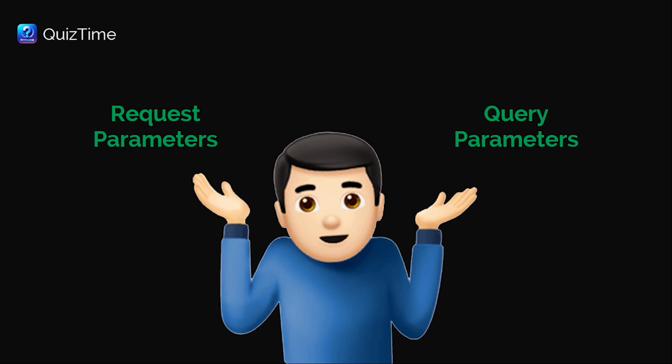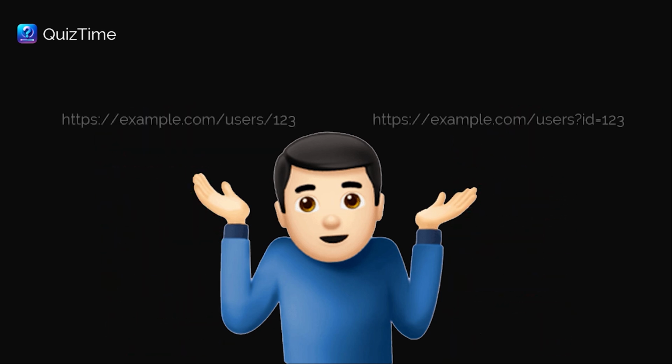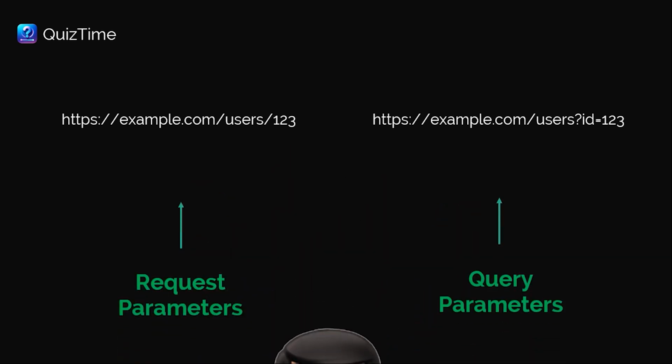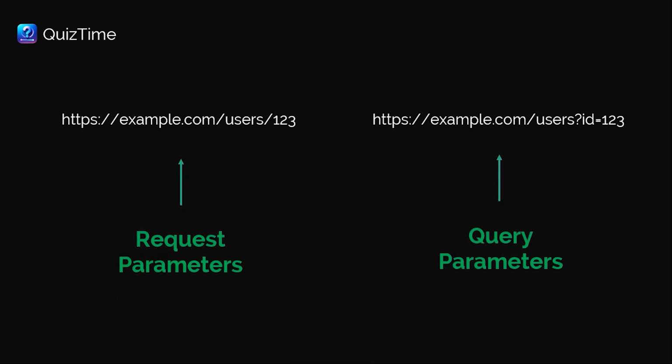Hey everyone, in this video we are going to talk about request parameters and query parameters in APIs. If you have ever used a web service or API, you might have seen URLs like these. Both of these URLs are used to fetch user details, but they do it in different ways. One uses a request parameter or path parameter, and the other uses a query parameter.